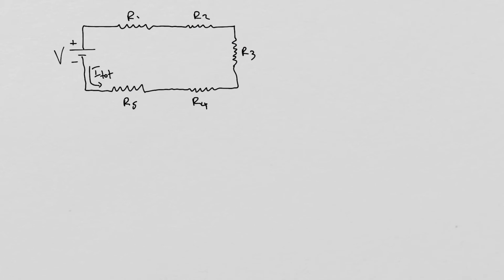So we have our series circuit. The power source applies voltage V to the circuit. We have a total current I total that the power source injects into the circuit. What is the relationship between the voltage that the power source supplies to the circuit and the total current in the circuit? Before we can answer that question, let's talk about the total resistance of the circuit.